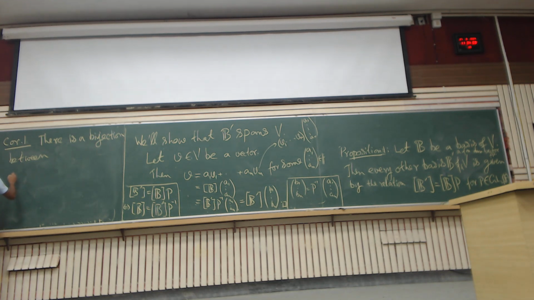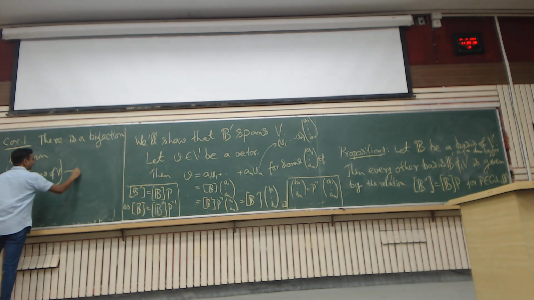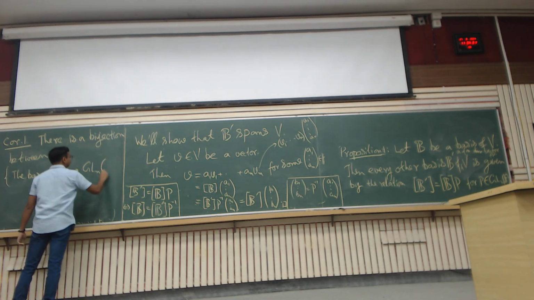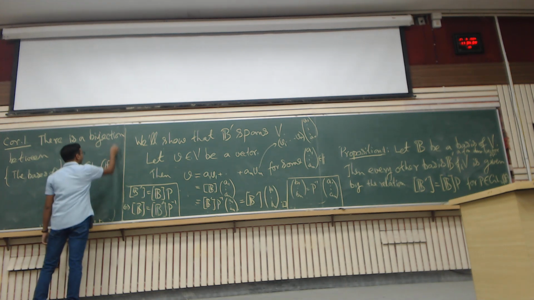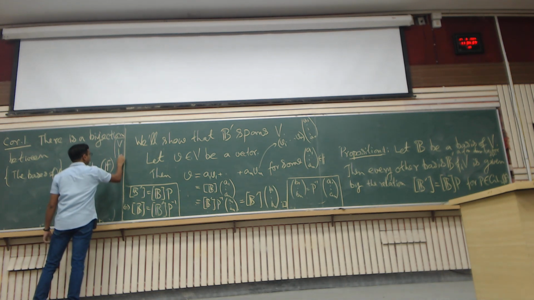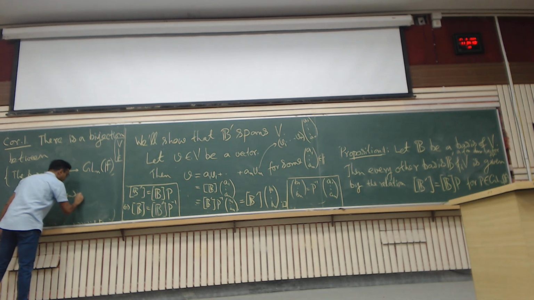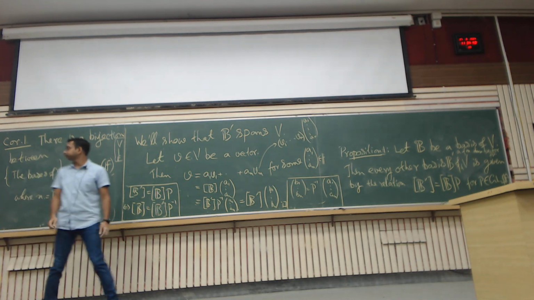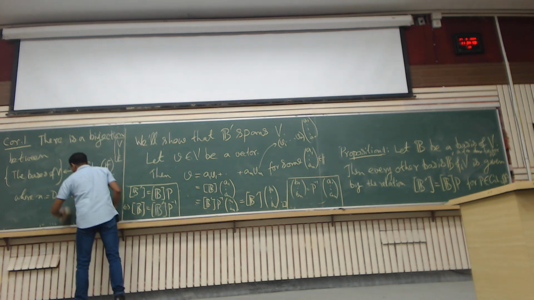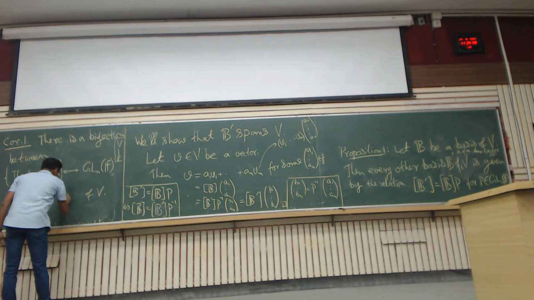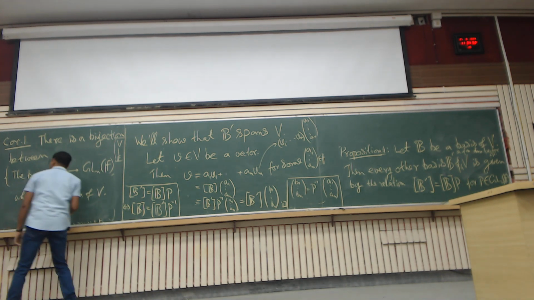So here all we want to write is that there is a bijection between the bases of V and GL_n(F), where of course we are assuming that V is a vector space over F, and this n is the dimension of V.